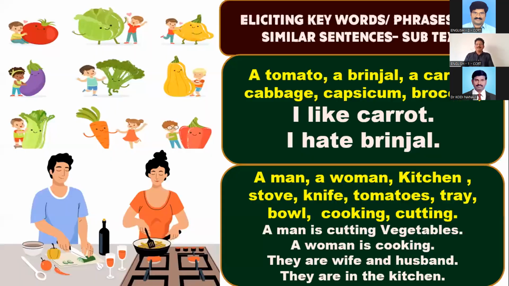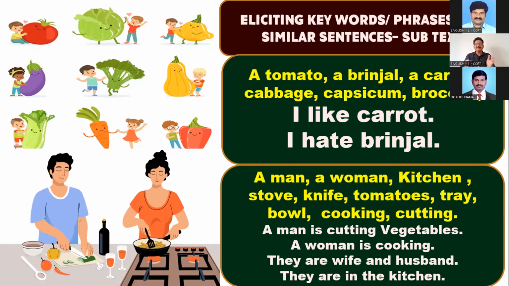So you have seen in this first picture interaction what happened exactly. And you might have observed how I took the help of my student. Even the teacher can do it, but for convenience, I have asked my student to do it. And another key area is that while interacting with the students, we have to elicit the keywords, phrases, and similar sentences, and at the same time, we can create the subtext also, right?